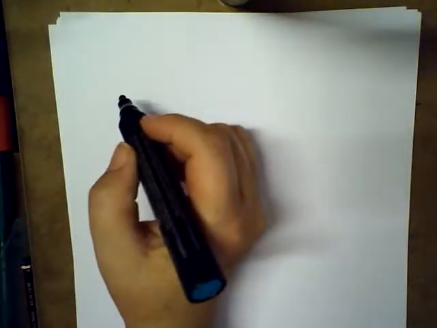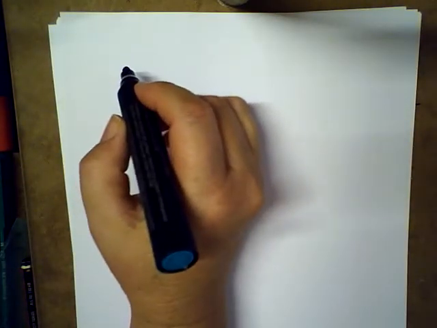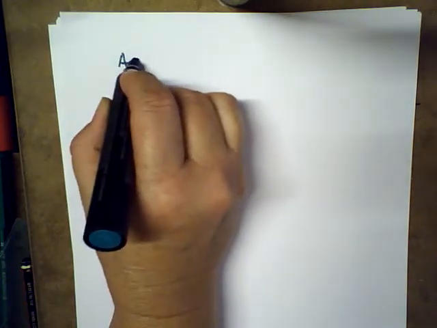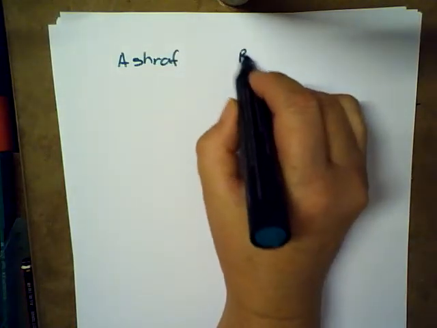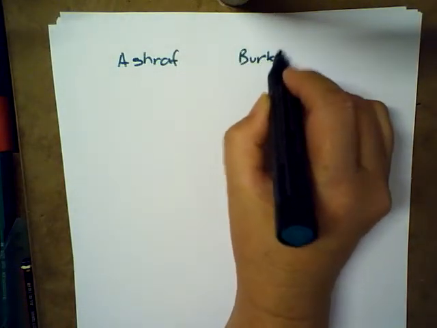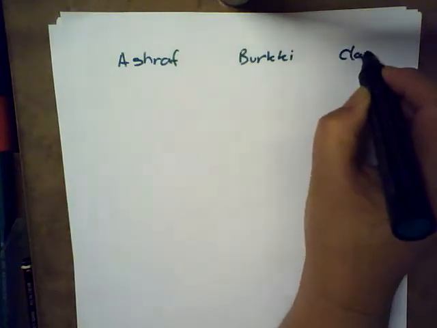Good. Let's move on to question 6. Okay, on the 1st of January 2000, Ashraf was x years old. Okay, let us quickly do that. Ashraf, Berkey, and Claude.